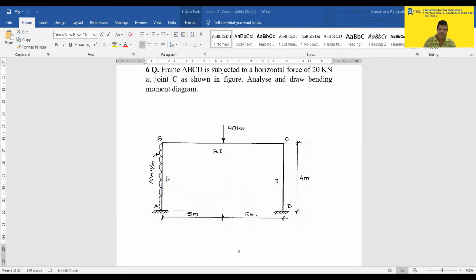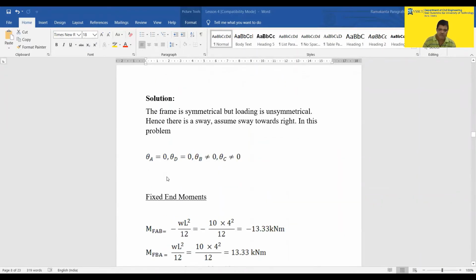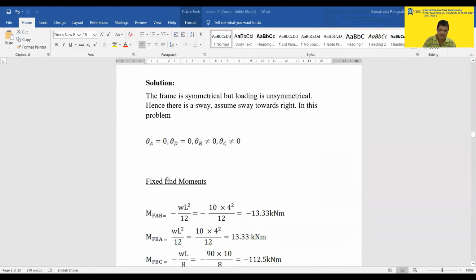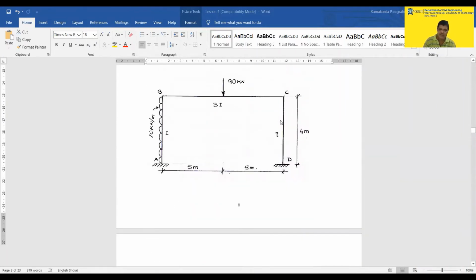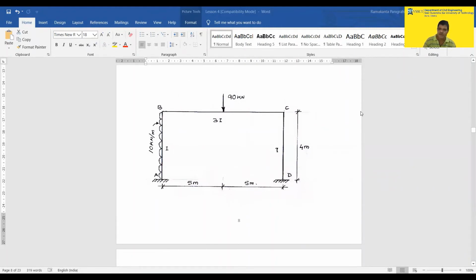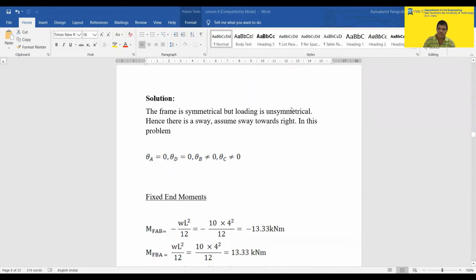Now again, this is the problem, 10 kilonewton per meter. So now we can find out the diagrams for these fixed end moments. Here also theta A is equal to 0, theta D is equal to 0, and there will be theta B and theta C, and there will be sway. Again, we can say the sway is towards right, that is positive sway, and accordingly we can find out. Since this loading is unsymmetrical, assume the sway towards right. Here theta A 0, theta D 0, theta B, theta C exist.